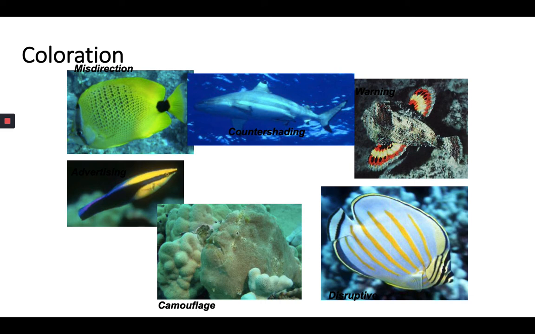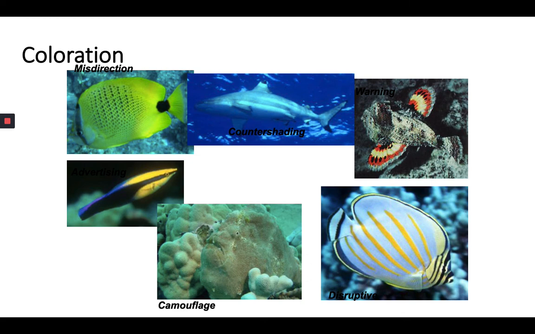Also, coloration can do other things. So one is misdirection. This first fish up here, we'll go in clockwise. This is a butterfly fish, and it has this false eye spot by its tail. What that does is it fools the predators into thinking that their tail is their head and their head is their tail. The predators usually go for the head first because the scales are all facing backward and the spines are all facing backward. If they went for the tail first, they would get a mouthful of spines. So this way they go for the wrong end and the fish gets away.